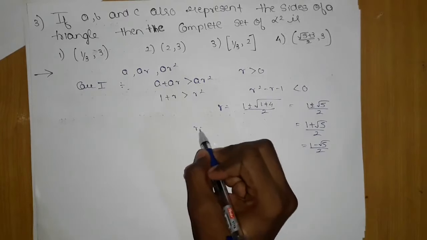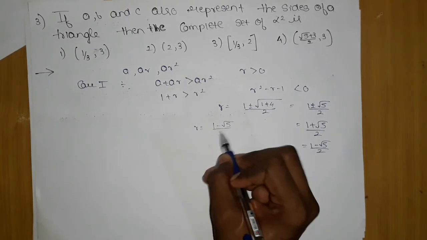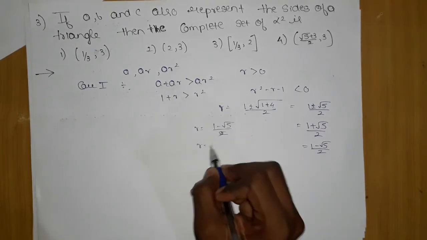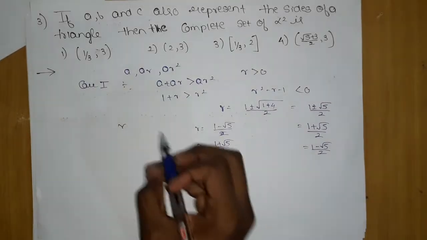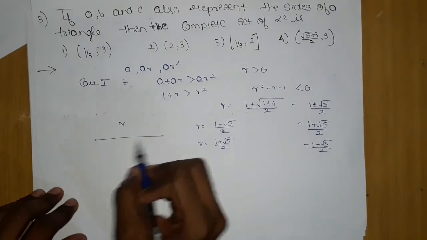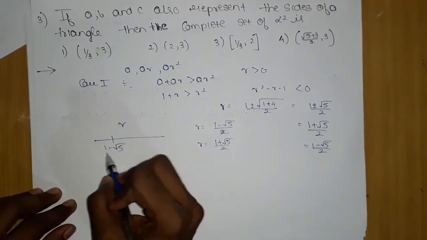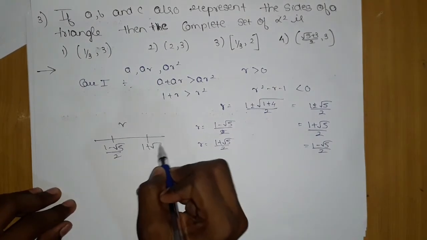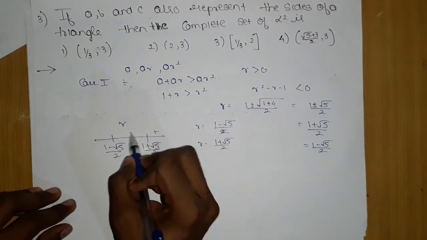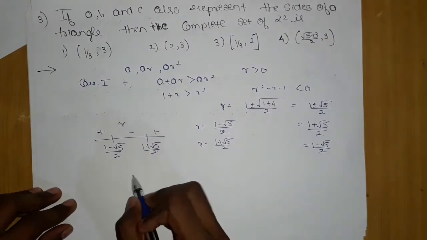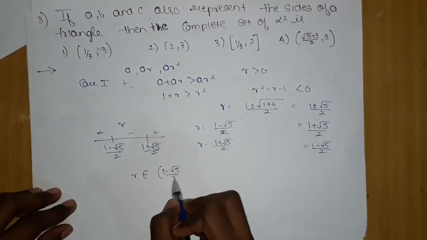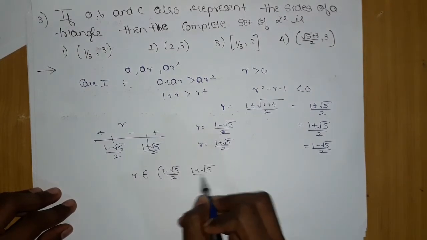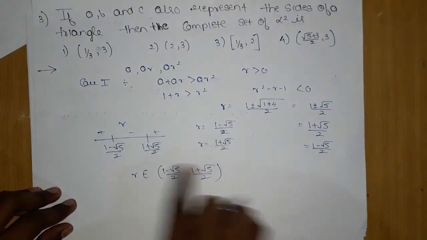So we are getting 1 minus under root 5 by 2 as one value, and r equals 1 plus under root 5 by 2 as the other value. If I draw the wavy curve with 1 minus under root 5 by 2 and 1 plus under root 5 by 2, the signs are positive, negative, positive, so r belongs to (1 minus under root 5 by 2, 1 plus under root 5 by 2). So we got one value.